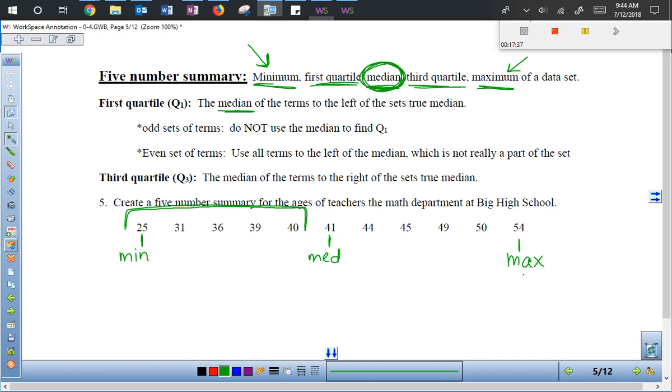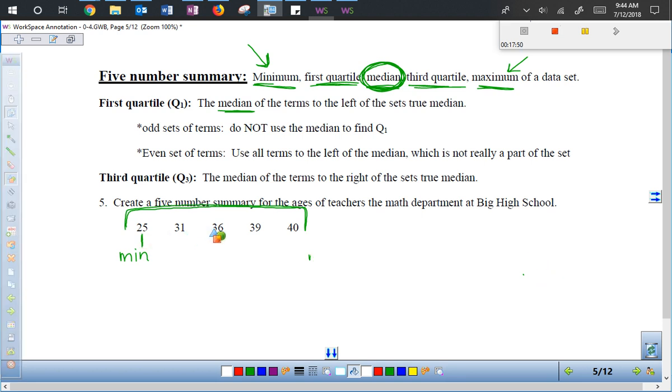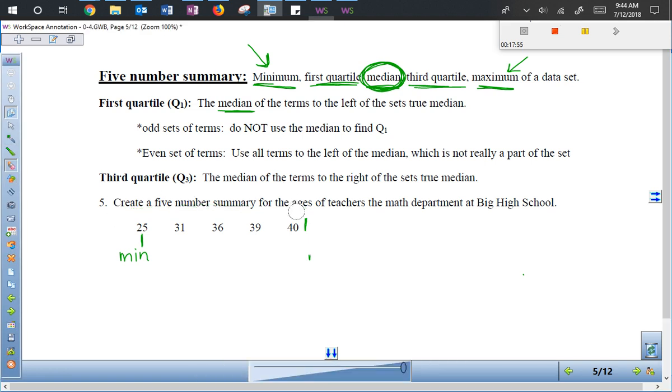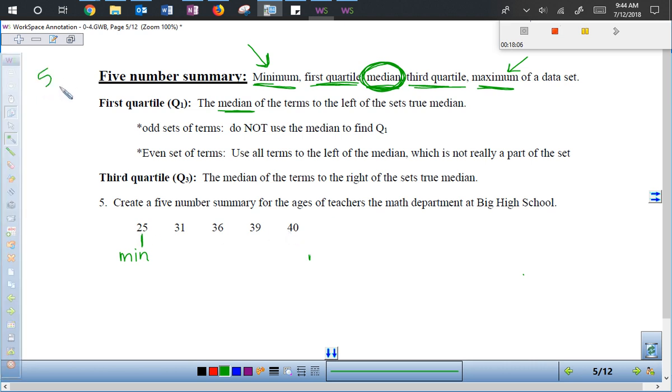So here's what I want you guys to do. I want you to take your hand and cover up everything from the median to the right. So I'm covering up the median all the way to the max. And I'm left with 1, 2, 3, 4, 5 terms. To find the first quartile, all you need to do is find the median of these 5 terms. So 5 is an odd number. Divide that by 2. We get 2.5. Round that up, and that's going to give us 3. So the third term is our first quartile.